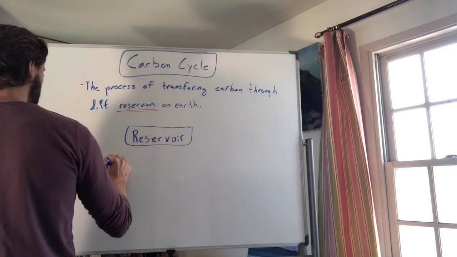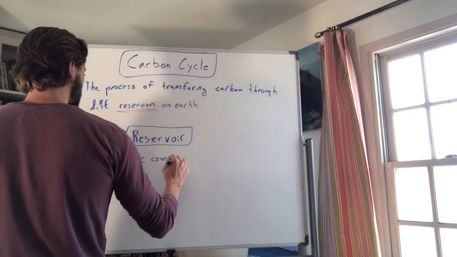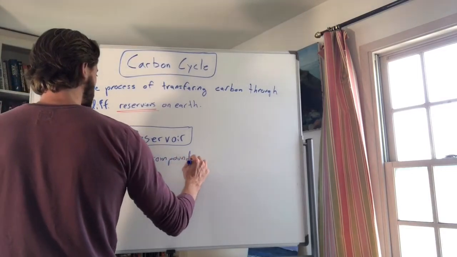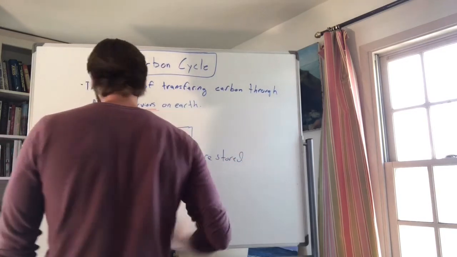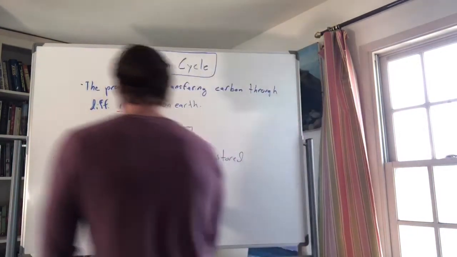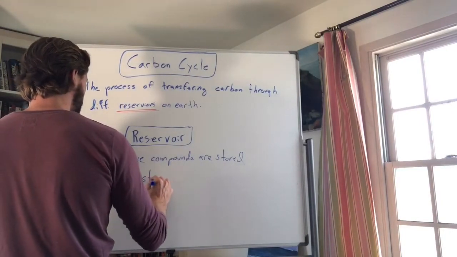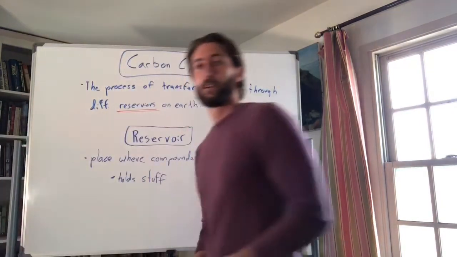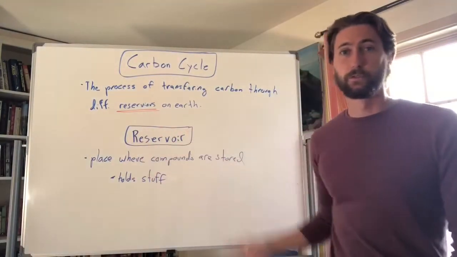A place where compounds are stored. Okay, just hold stuff. So I'm even gonna write that down. It's just a place that holds stuff. All right, so the carbon cycle is how carbon transfers through those 4 reservoirs, which I mentioned.